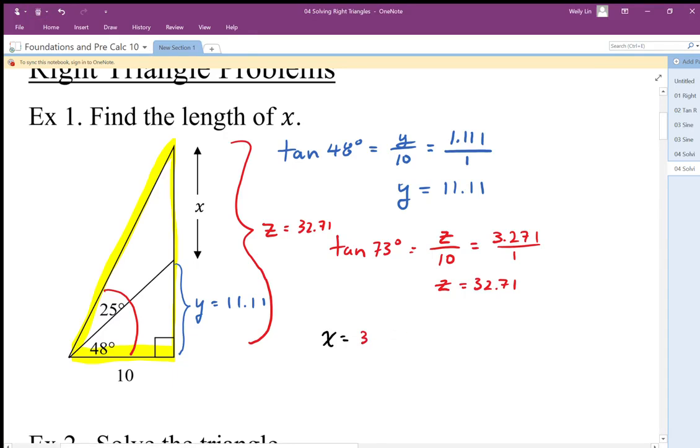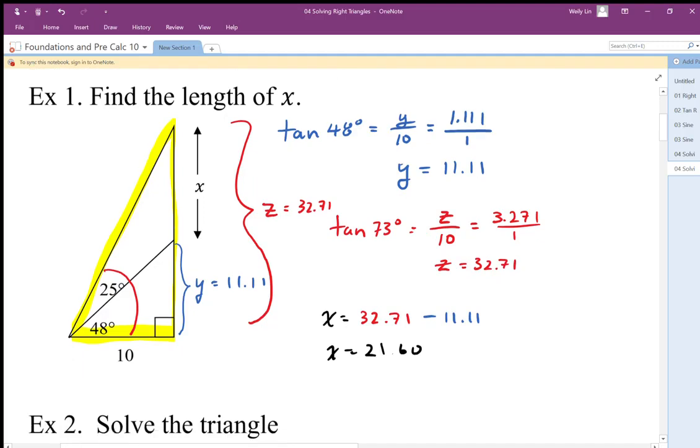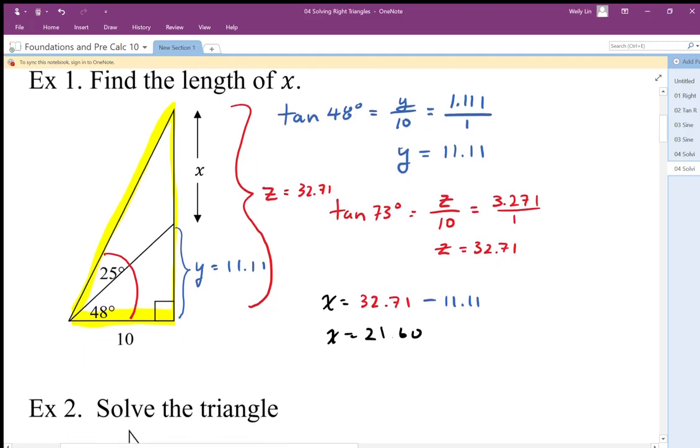That a little bit better. 32.71 minus the shorter side of 11.11. So my length of x that I've calculated here works out to be 21.60. Okay, so there's the length, and we can find that by breaking it into right triangles, finding the unknown sides of right triangles, and then finding the difference.